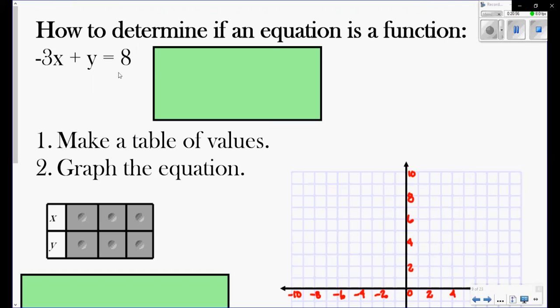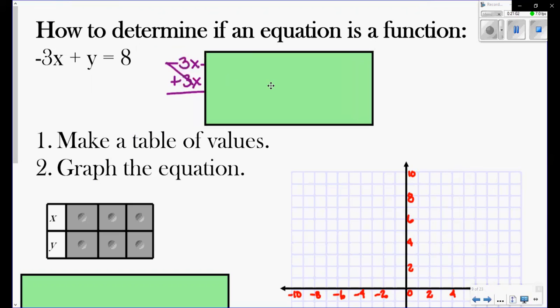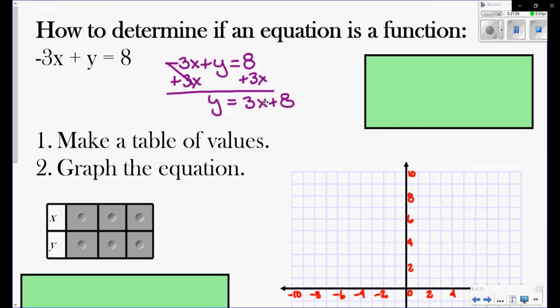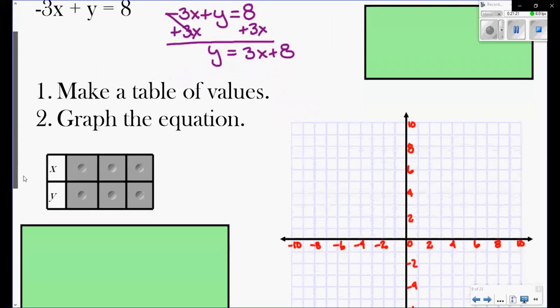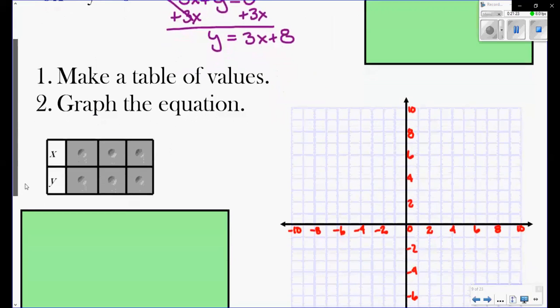If it makes it easier for you to understand and visualize, turn it into y equals and then the expression. So you have y equals 3x plus 8. Basically, you added 3x on both sides so y can be by itself, and then you got your equation y equals 3x plus 8. Once you do that, you have to make a table of values.